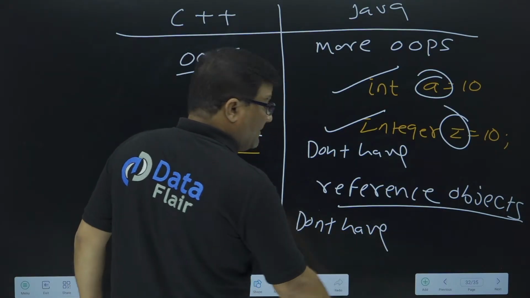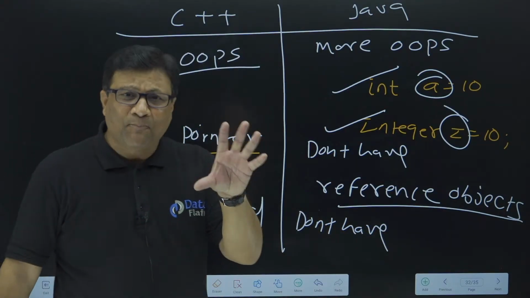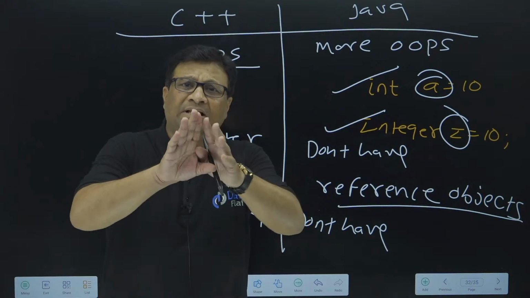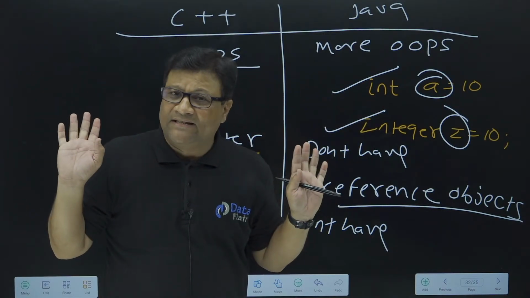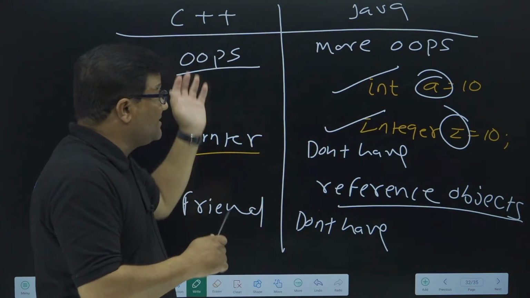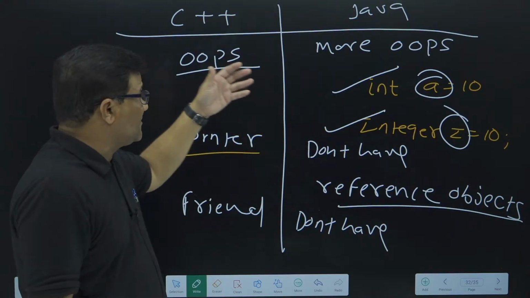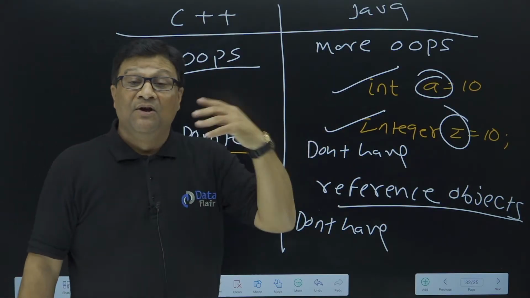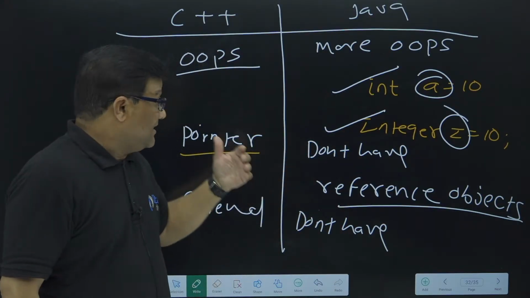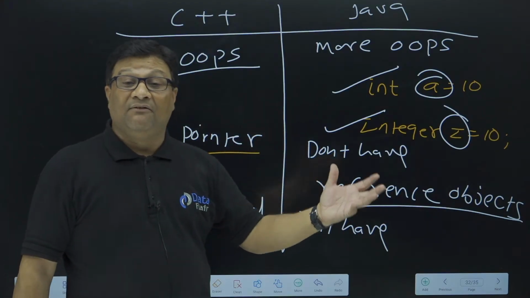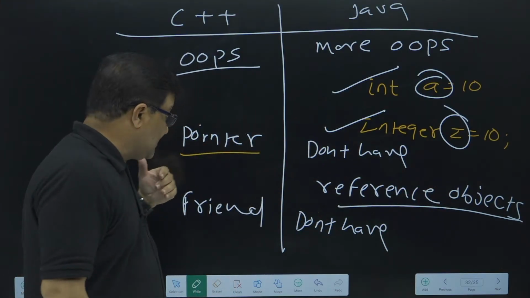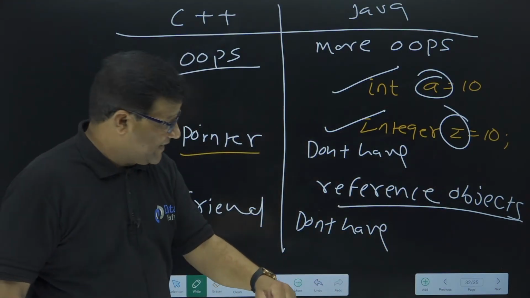Again, it's a very important difference. I'll cover the key point differences. Otherwise, both languages are alike. C++ is a platform dependent language, Java is a platform independent language. C++ is less object oriented, Java is more object oriented. C++ has a pointer concept, Java doesn't have a pointer concept. C++ has a friend function, Java doesn't have a friend function.